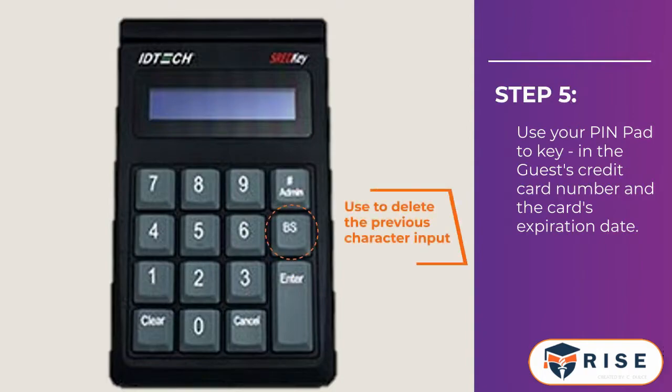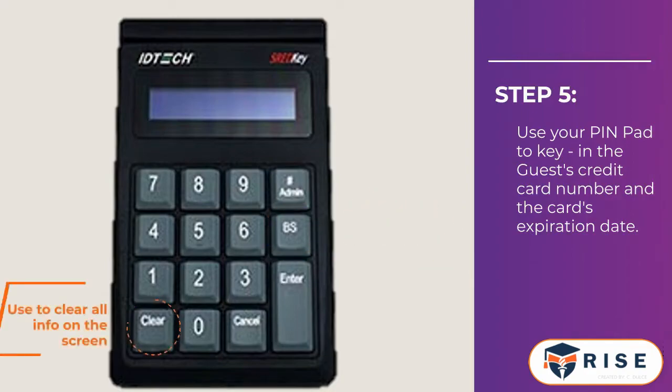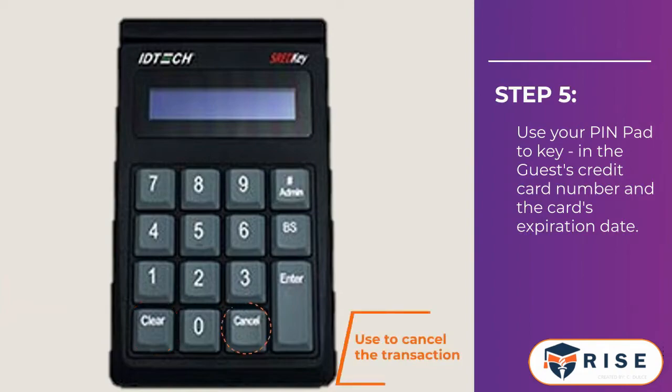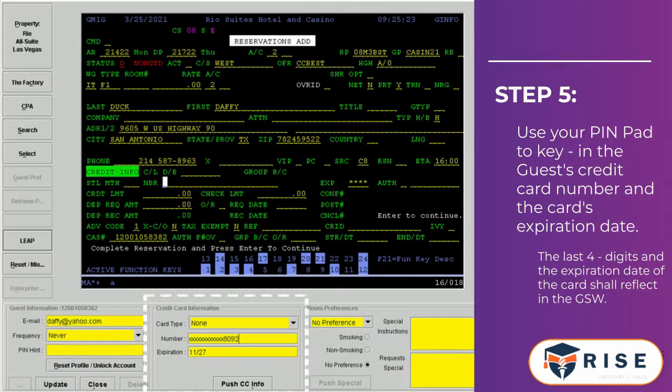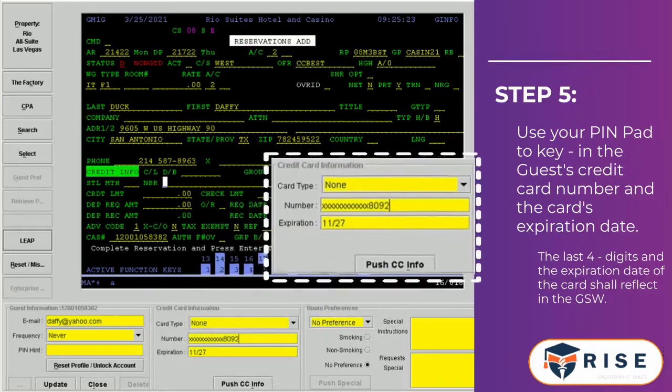You can also use the backspace button to delete the last character input. Use the clear button to clear all data on your PIN pad screen. Lastly, you can use the cancel button should you wish to cancel the transaction. Once you've successfully entered these details, they should now reflect in the credit card information section in your GSW.